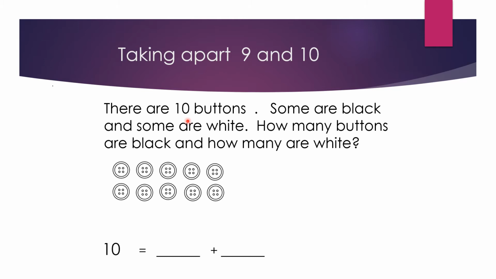There are 10 buttons. That means we're going to draw 10 buttons and a 5 group of 10. A 5 group of 10 has 5 at top and 5 at the bottom. Count with me. 1, 2, 3, 4, 5, 6, 7, 8, 9, 10. Now that we have our 10 buttons, we've got to find parts that will make 10.